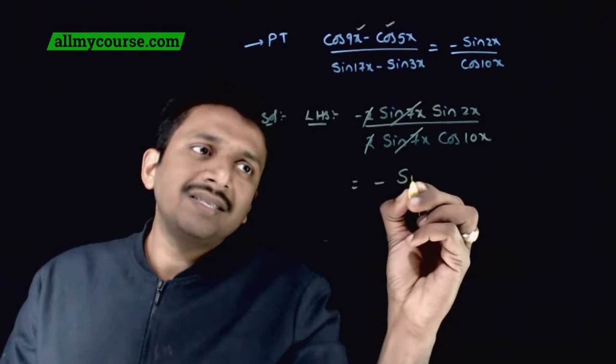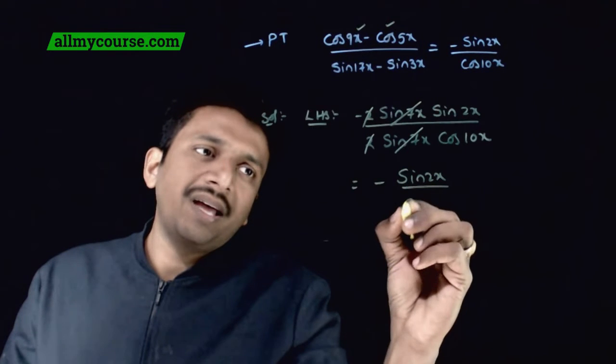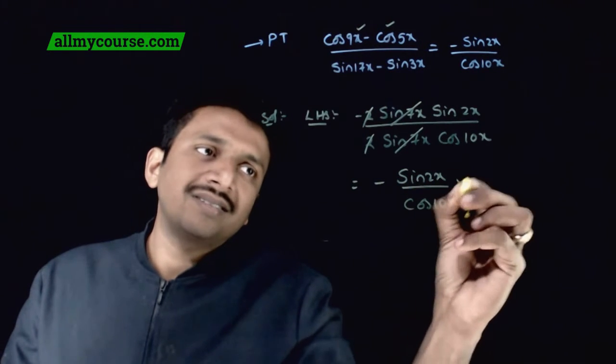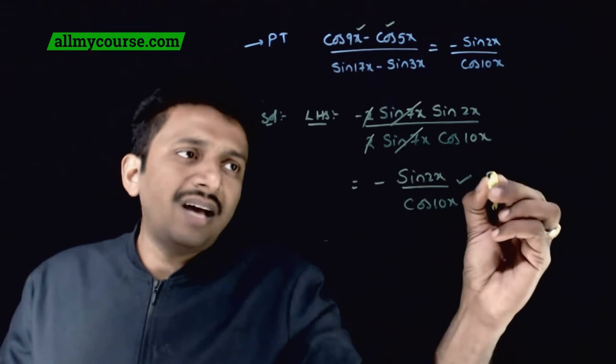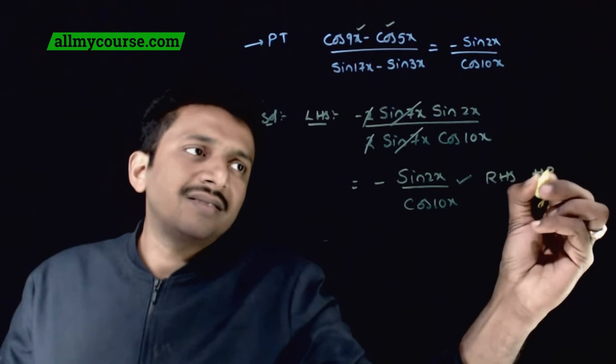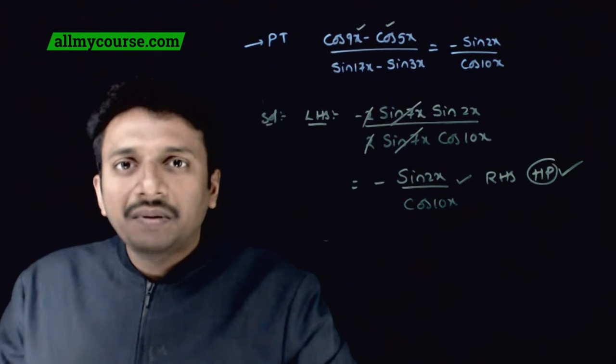That is equal to −sin 2x by cos of 10x, which is the RHS. Hence proved.